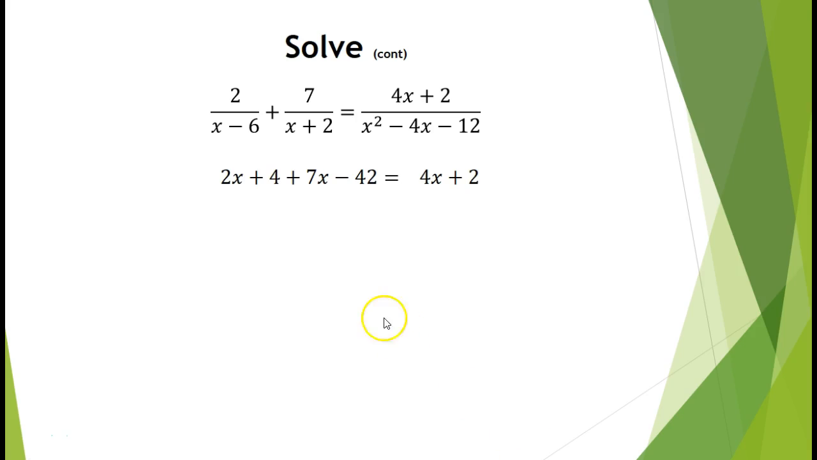Okay, so here we are. We're going to solve for x. I'm going to combine like terms and then go ahead and isolate x. So I have 9x minus 38 on one side and 4x plus 2. I subtract 4x from both sides to give me 5x minus 38 is equal to 2. I add 38 to both sides, and then I divide both sides by 5, and I get x equal 8.